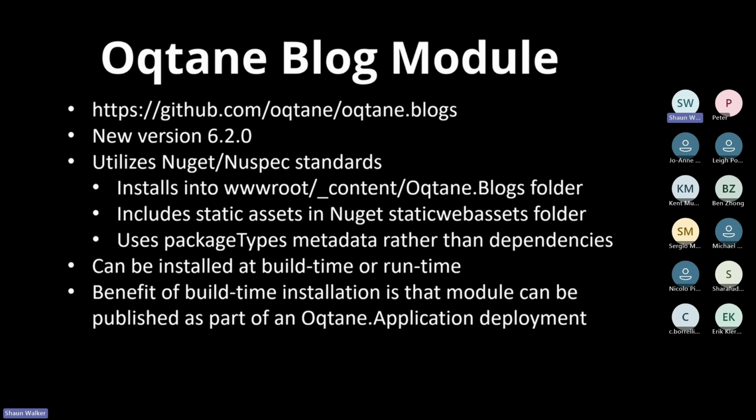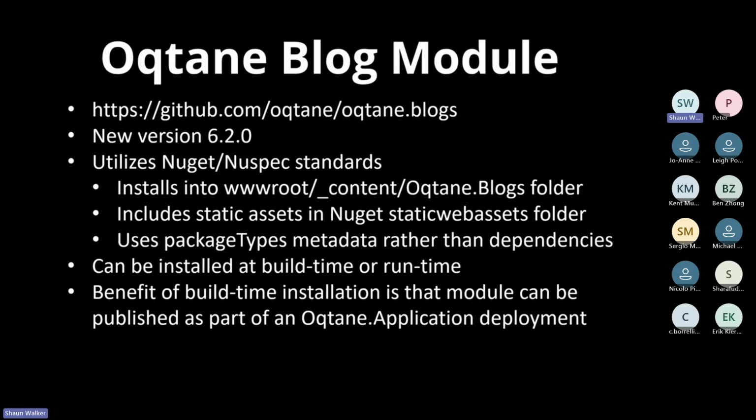In the past, it was only able to be installed at runtime, and that was the general concept when Oqtane was created: runtime deployment of modules. But there is an additional benefit of being able to install a module at build time. And that is, if you're using this new Oqtane application approach, you can simply reference a module by its NuGet package reference within your project file, and it'll extract all of the static assets and assemblies and everything to the appropriate locations.